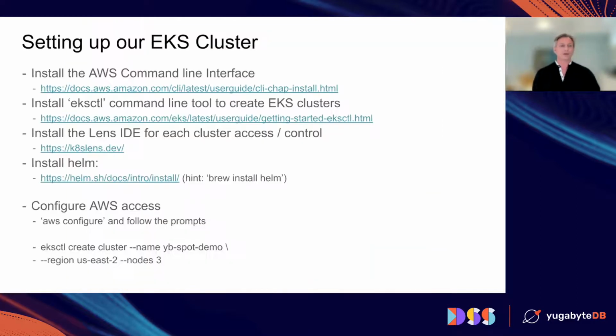Okay, awesome. So let's get started. Some basic things that you need to know. You have to install the AWS command line tool. There's a command line tool called eksctl, which helps you create EKS or Kubernetes clusters on Amazon. We're going to be using the Lens IDE. If you haven't used it, I highly recommend it. It's a great tool. And then you are also going to need to have Helm installed for various components that we're going to install, like Prometheus.